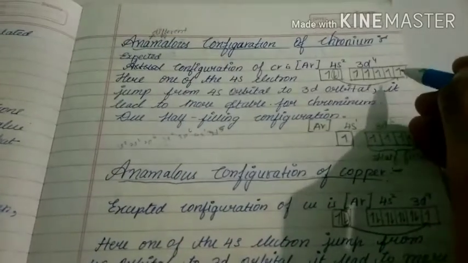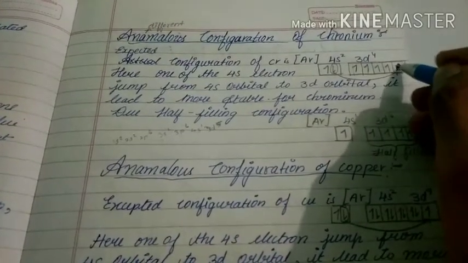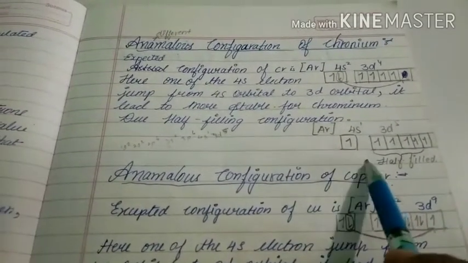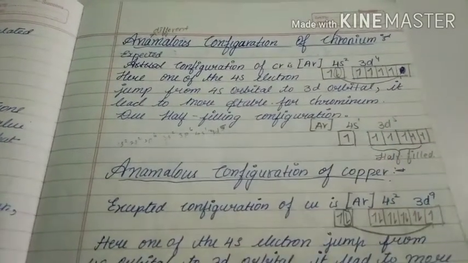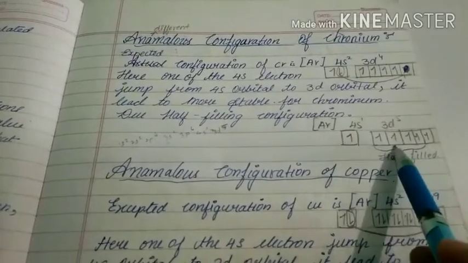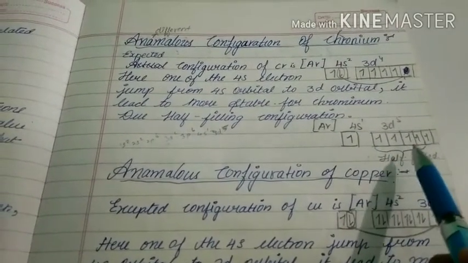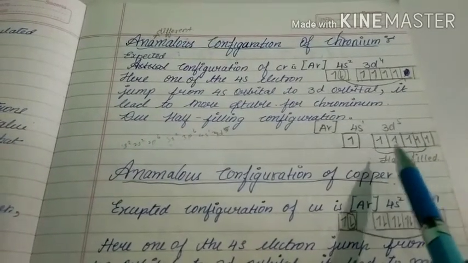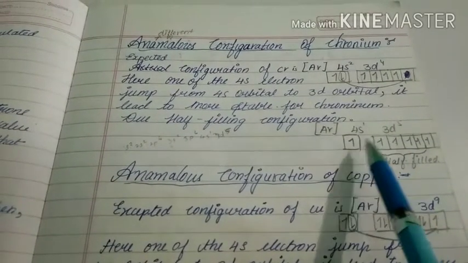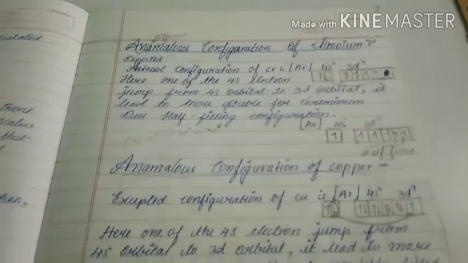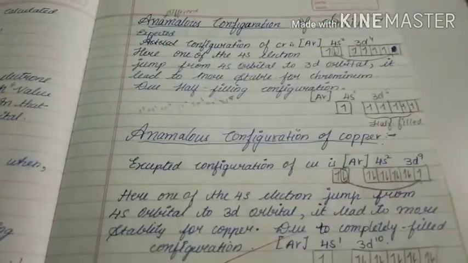This is the electronic configuration for chromium. When this configuration is present, it is half filled, so it will be more stable. That is why a second electron will not be present in the 4s orbital. That happens in the case of chromium.